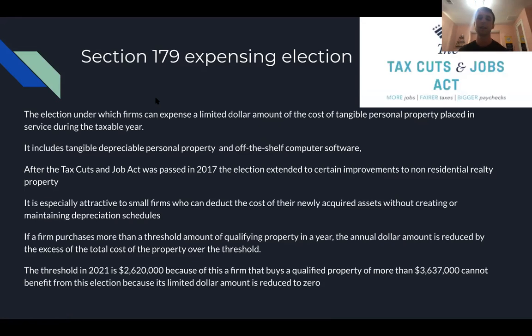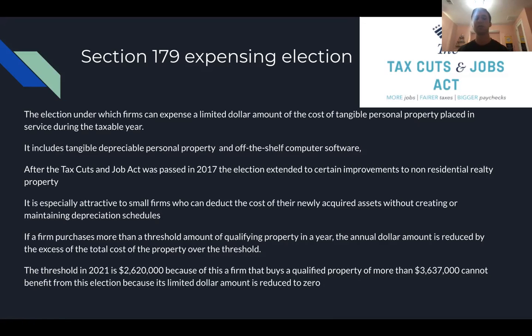Section 179, expensing election. It's an election in which firms can expense a limited dollar amount of the cost of tangible personal property placed in service during the taxable year. It includes tangible, depreciable personal property and off-the-shelf computer software. After the 2017 tax bill was passed, it actually extended to some improvements to non-residential realty property. It's attractive to small firms because they can deduct the cost of newly acquired assets, and they don't have to create or maintain depreciation schedules.